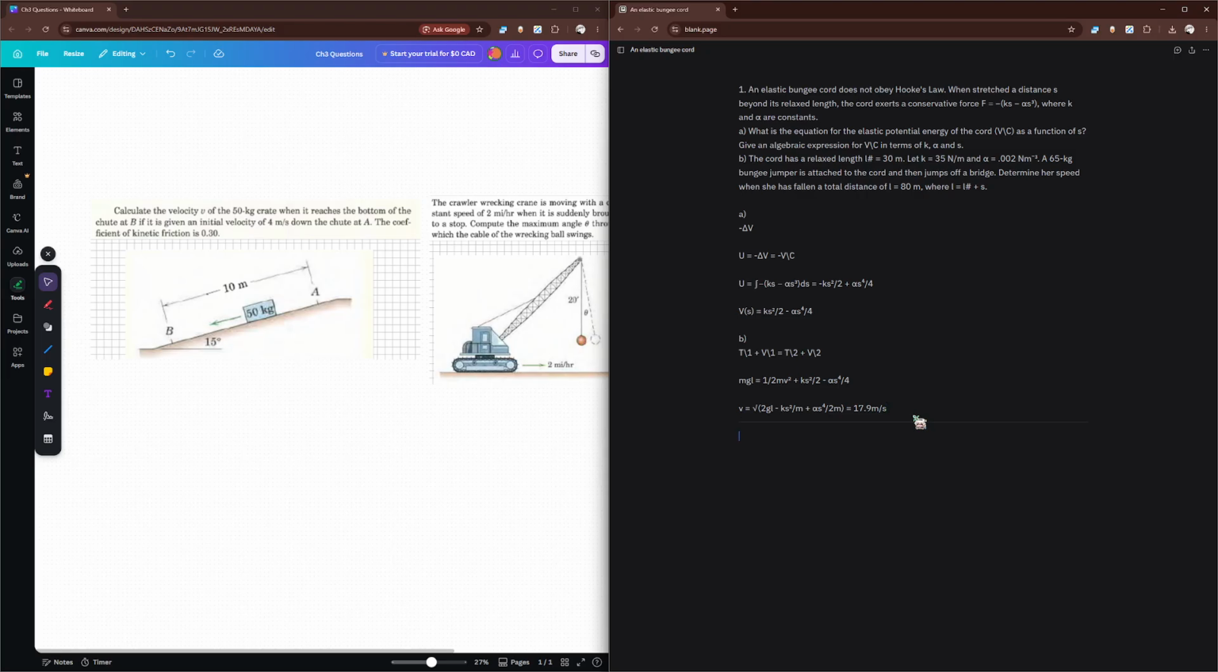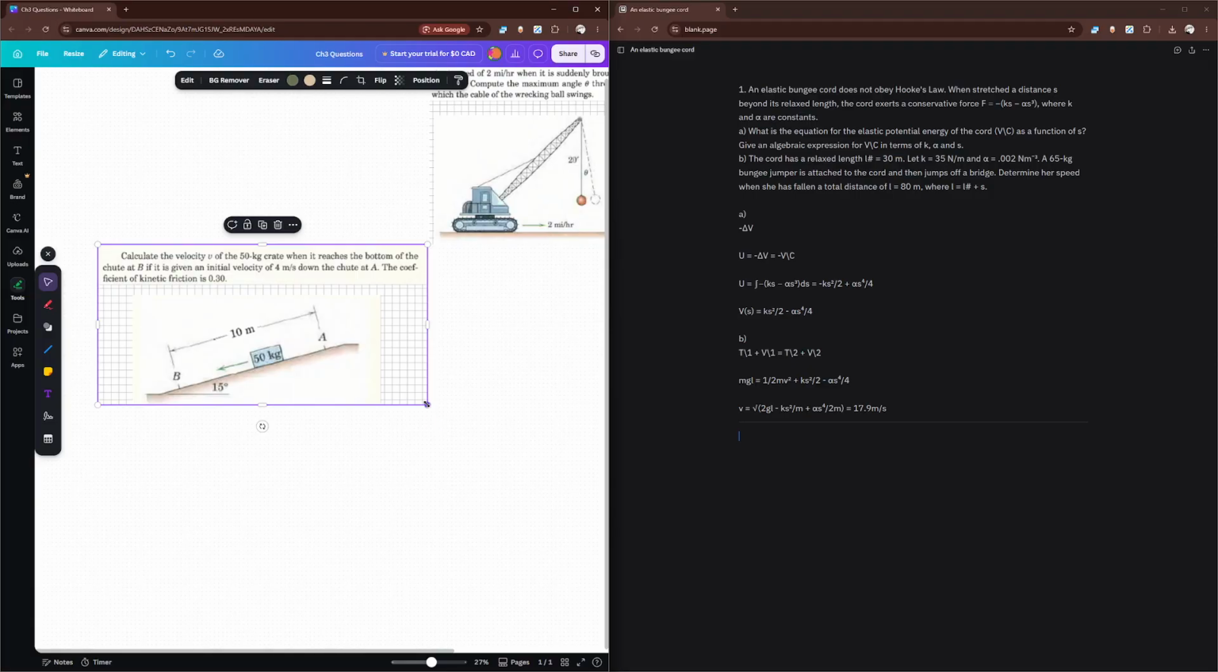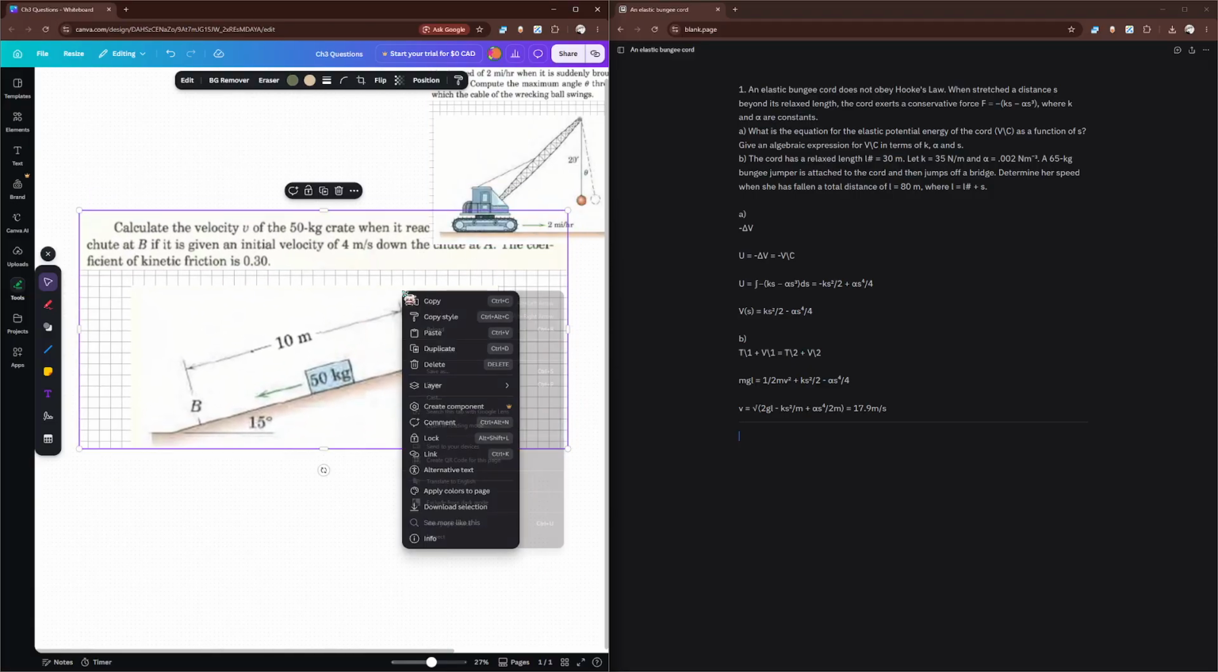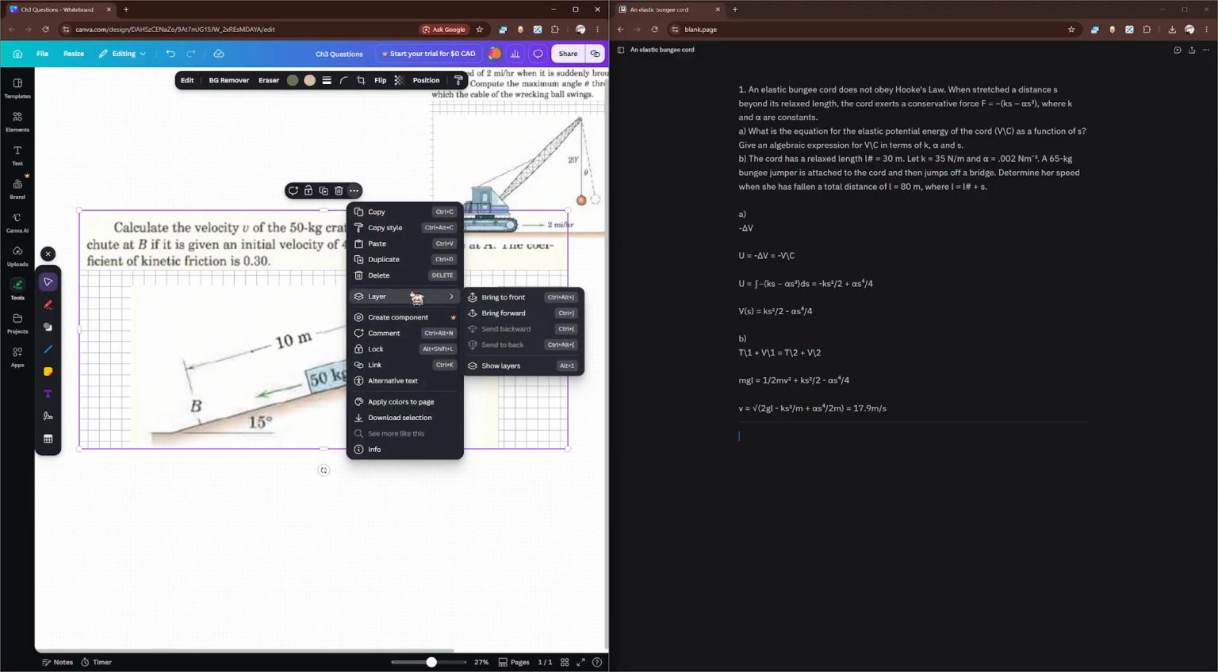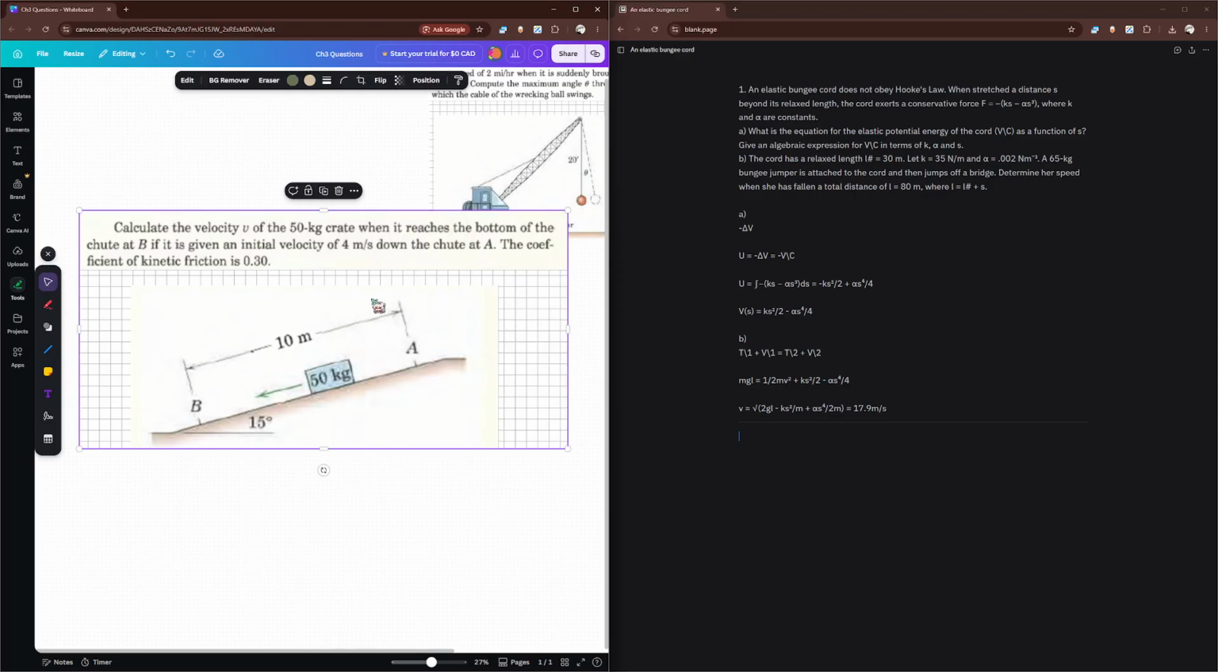So now we can move on to these questions here, the ones that are on this page. These are some good questions as well. So, okay. Bring to front. Okay, there.